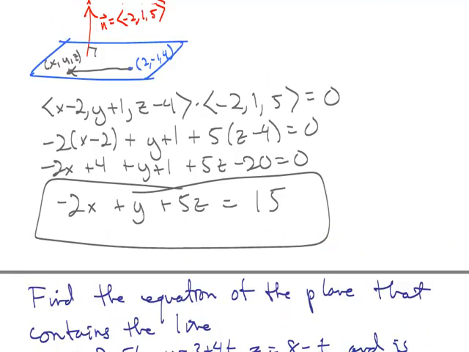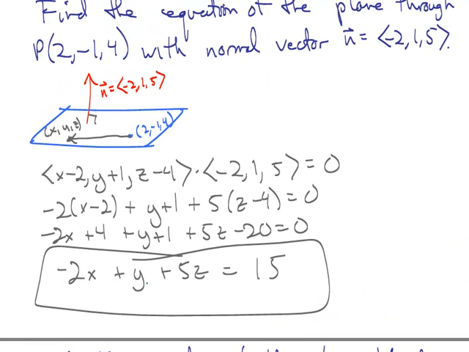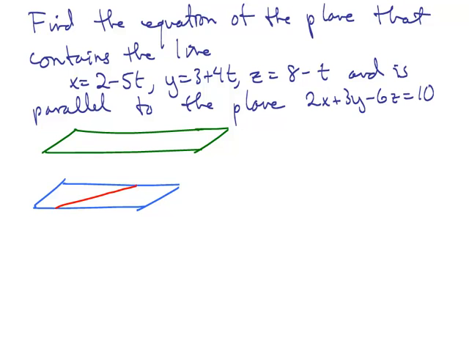Look back at this last example. Our standard form was negative 2x plus y plus 5z equals 15. Negative 2, positive 1, positive 5. That will always be the case. In standard form, the coefficients on x, y, and z can be used as the components of a normal vector to that plane. So if I come back down here, I've got a normal vector to this plane, I'll call it n, which is equal to 2, 3, negative 6, the coefficients of the variables in the standard equation of that plane. I can move this vector anywhere I want.